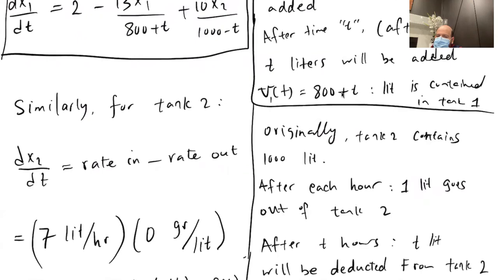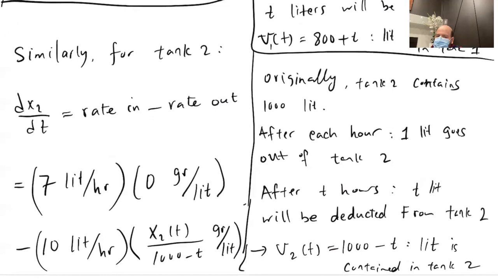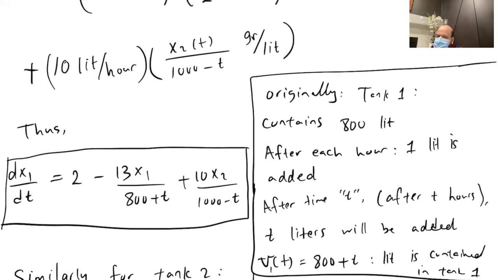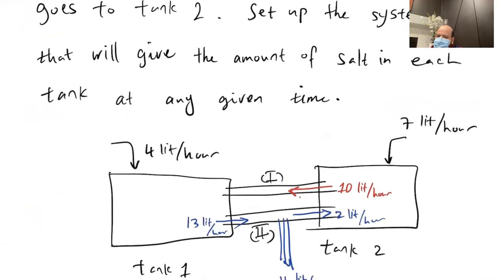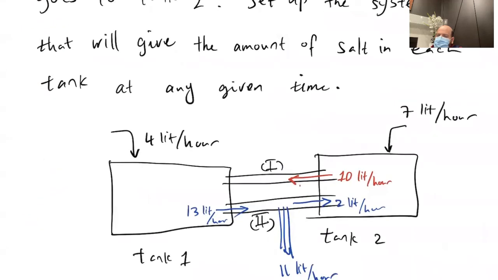So if we can adjust the numbers so that V1 of t and V2 of t become constants rather than functions of t, then we will have a matrix with constant coefficients or constant entries. So we need to see how we can adjust the numbers so that V1 of t and V2 of t do not change over time.